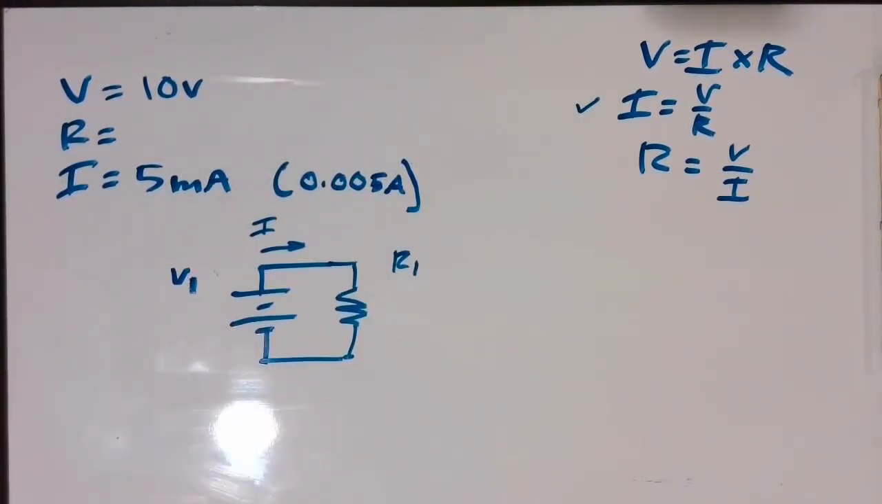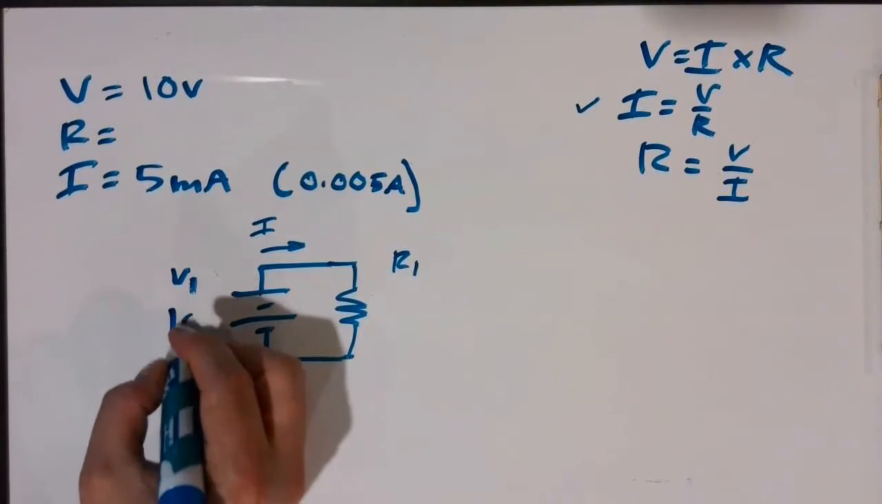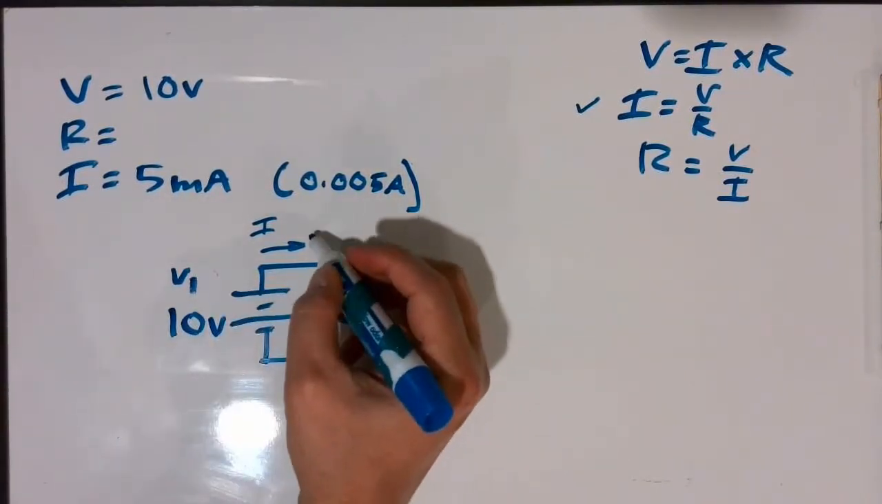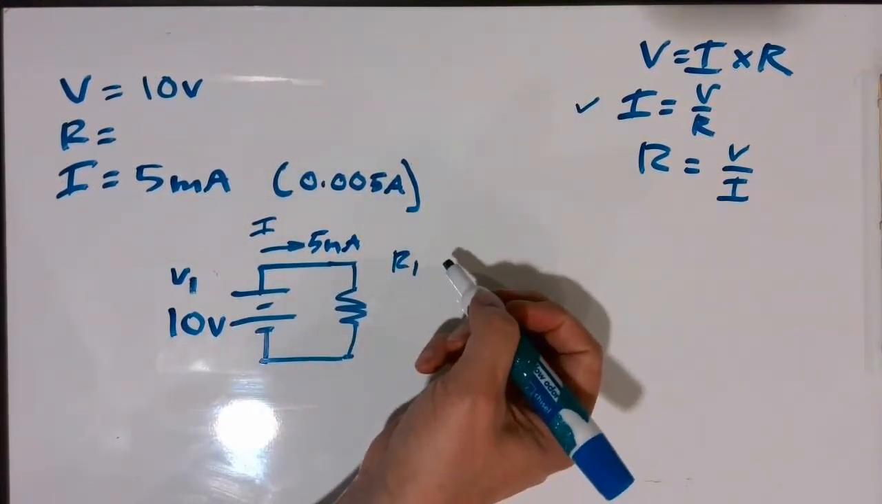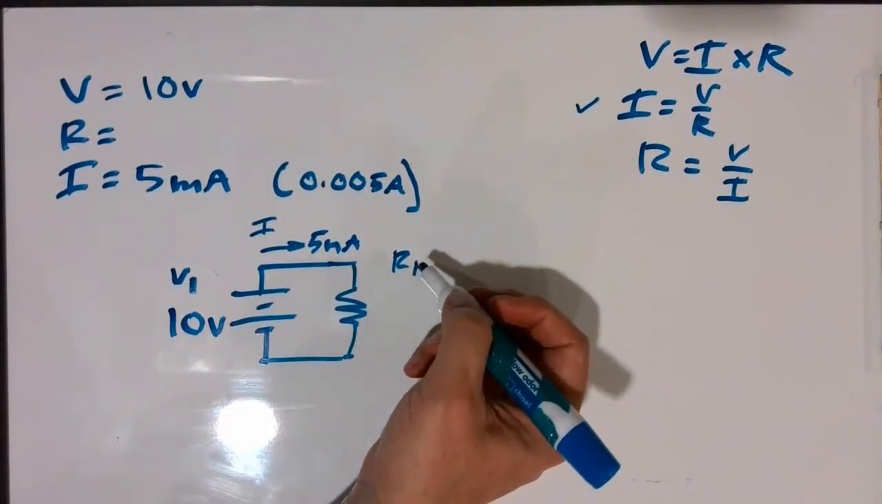So it's important to keep track of that. You can't just plug in the number 5. We have to make sure we're working with the proper orders of magnitude. So in this case, we have 10 volts here. Our current is 5 milliamps in the circuit, and we're trying to solve for R. What is R in this case?